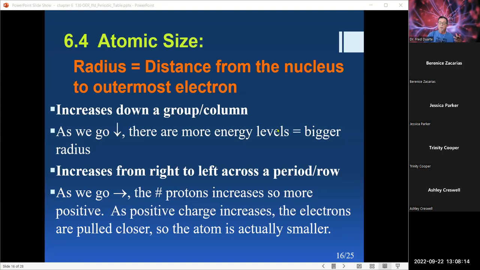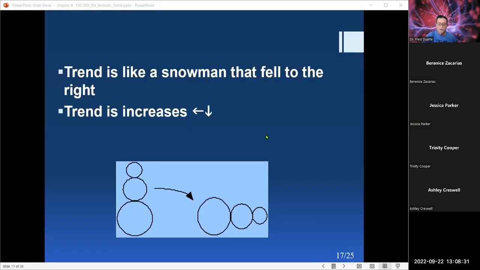Again, because the number of protons increases, we have a greater nuclear force occurring for those elements that have a greater number of protons. And therefore, the electrons are pulled in closer, actually causing the radius to get smaller, okay?